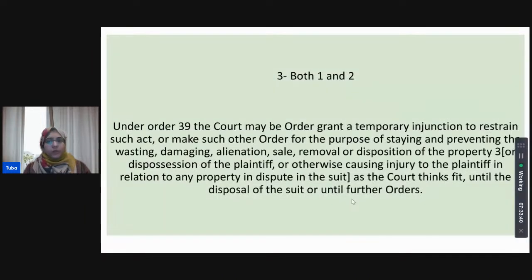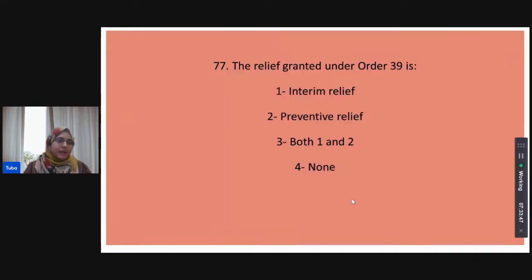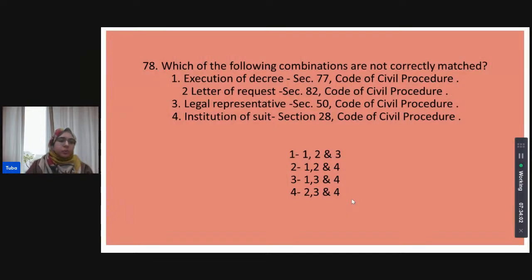Both 1 and 2. It is both interim as well as preventive. So, yes, you are correct. Order 39 states that the court can make temporary injunctions in order to restrain acts, prevent certain acts, right? So, the nature is both.